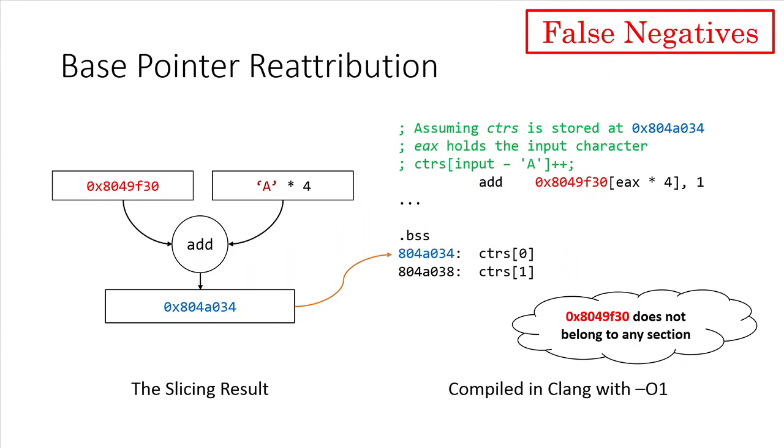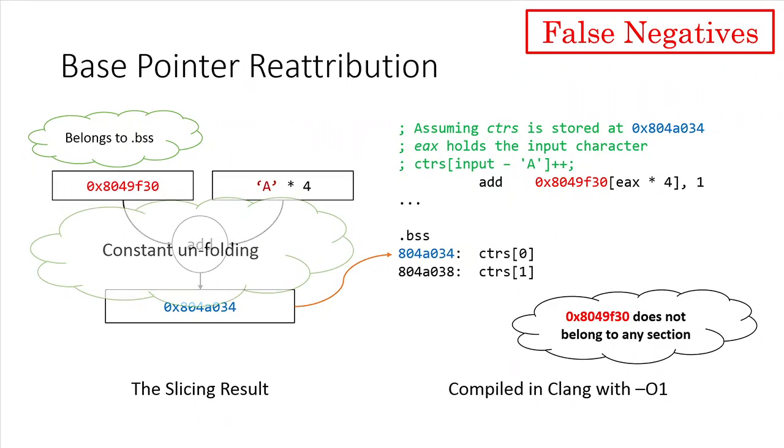Now we know that this new pointer points to the BSS section, which means the base pointer should also belong to the BSS section. In our symbolization, we can say it belongs to the BSS section minus an offset. Basically, what we are doing here is constant unfolding. We're trying to recover some information that is lost during the constant folding procedure.